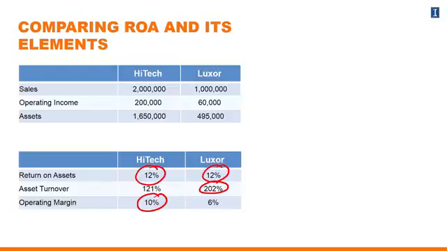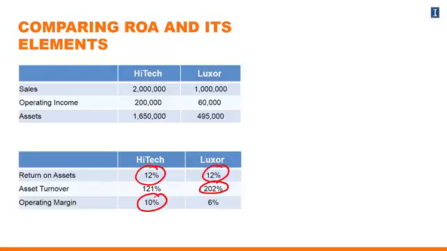Now, what does this tell us about these two companies? So, if you were to take this purely on a performance basis, Hi-Tech is able to generate sales at very low costs, and that's why it has a higher profit margin. Luxor is not very good with that. It has a 6% margin on its sales. On the other hand, Luxor is able to take its assets, which it's able to turn into sales at a very nice rate.